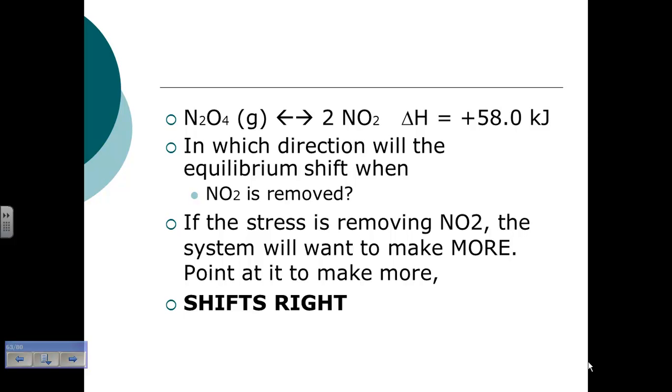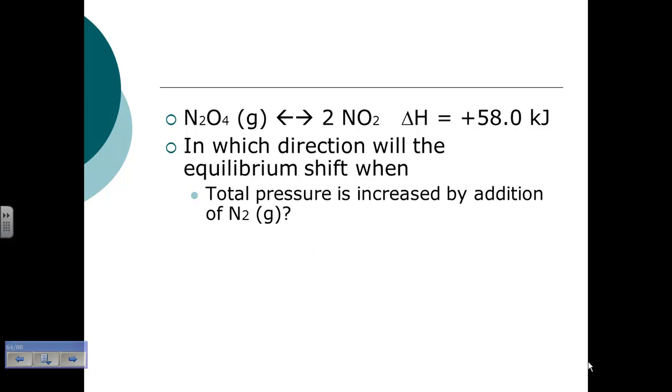Did you say that removing NO2 would cause the equilibrium to shift to the right? If we remove NO2, the system's going to do the opposite. The opposite of removing it is to make more. So you point at it. Pointing to the right, the equilibrium arrow points to the right and we'll make more. Removing a product causes the equilibrium to shift to the right.